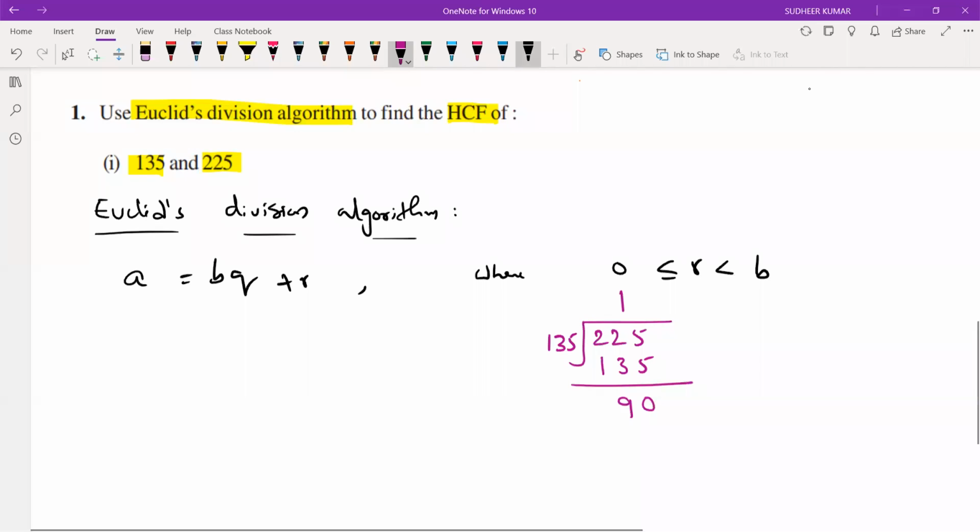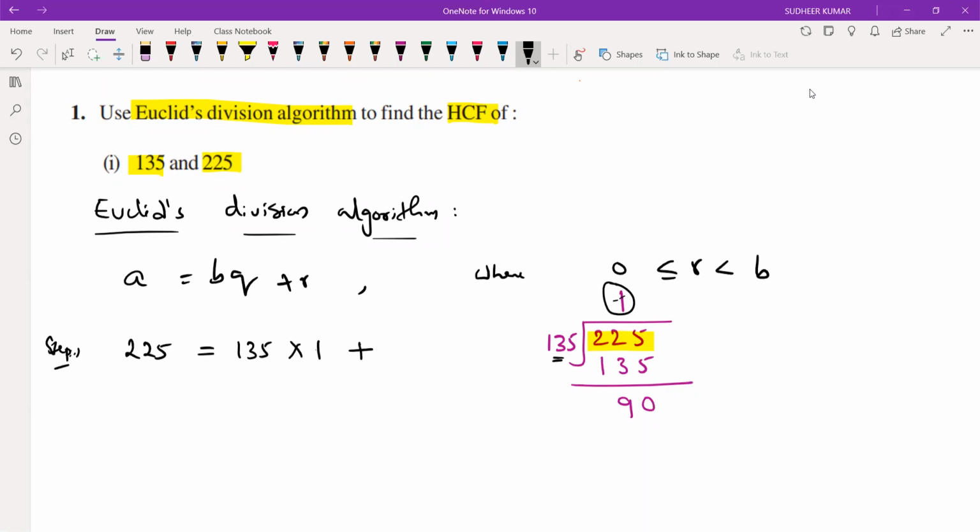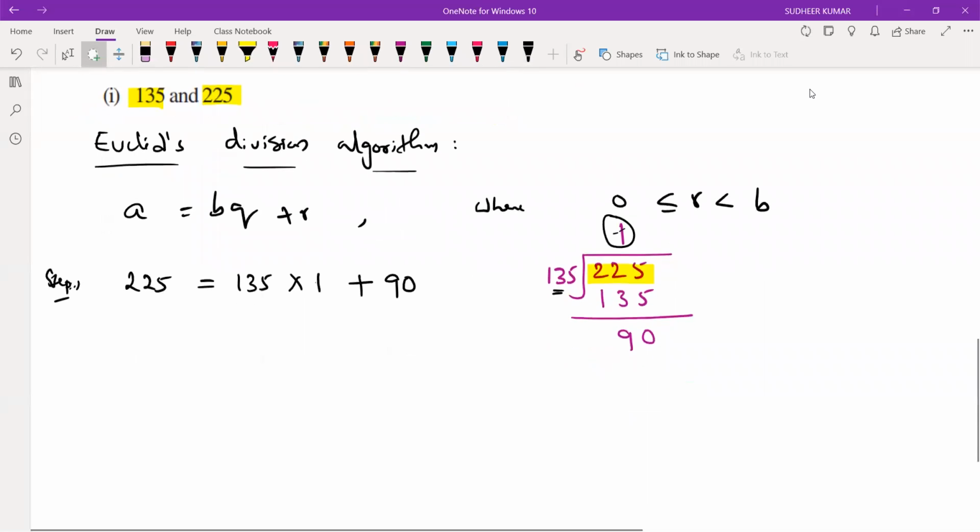Now, we have to write the first step. Using this, if you want, you can write step 1, or directly also you can write. What is the step 1? Dividend what we have taken? It's 225, A. So we should write 225 equal to B, which is the divisor. Divisor is 135, into quotient 1, plus remainder 90. So the first step is completed in this algorithm.